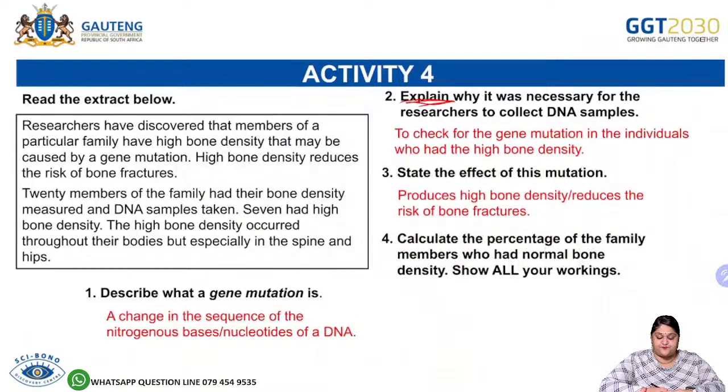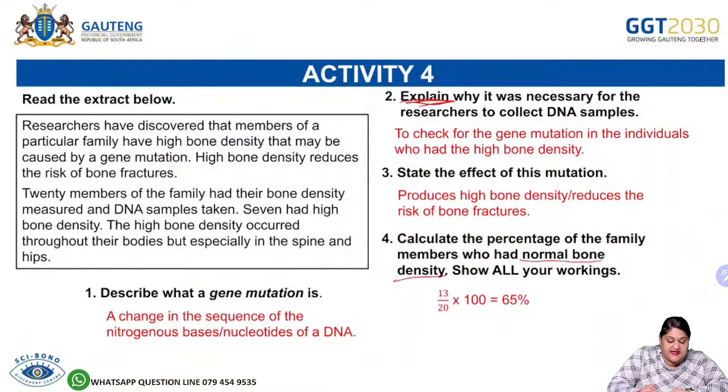Right. So, 13. They want to know how many had normal bone. So they're telling us that there were 7. Okay, firstly they told us that the total is 20, that they had 20 members, and then they said that 7 had high bone density.